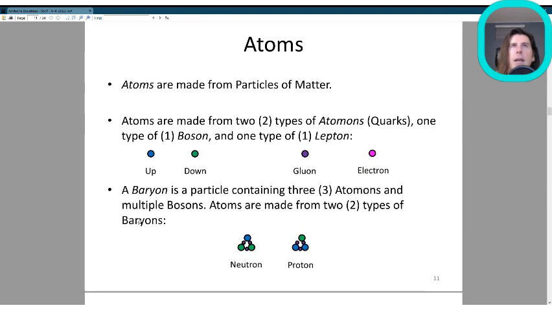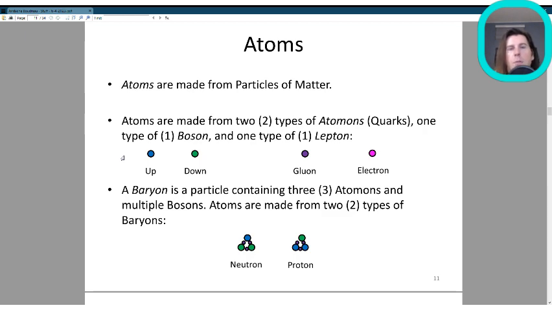Anyway, atoms. Atoms are made from particles of matter. Atoms are made from 2 types of atomons, 1 type of boson, and 1 type of lepton. So basically what we're doing is taking small geometric units and points and sticking them together, sort of like you would do in Fusion 360 or Blender or Unreal Engine. You take a circle and you start connecting, you do a triangle sketch, and you put stuff at the corners, and you try to build these atomic and subatomic shapes.